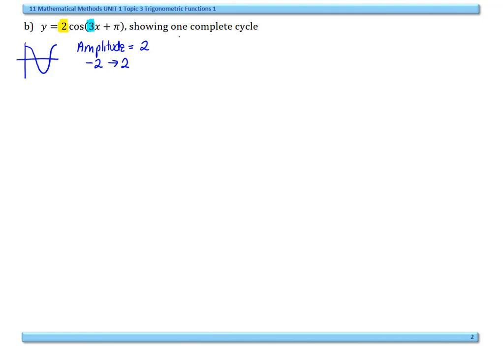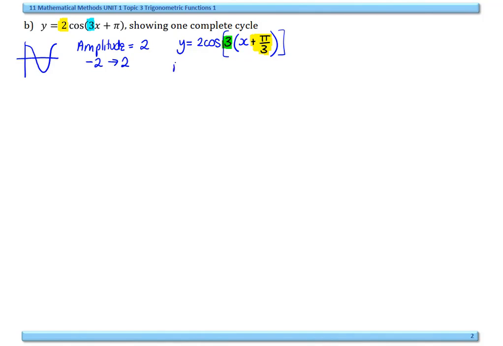I need to factorize that 3 out, so it becomes y equals 2 cos 3 bracket x plus pi on 3. So this 3 here is going to be for my period, and the plus pi on 3 here is my phase shift. So period is going to be 2 pi over 3. We need to divide that by 4.